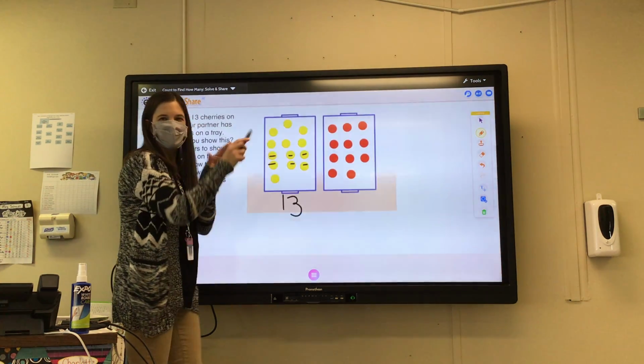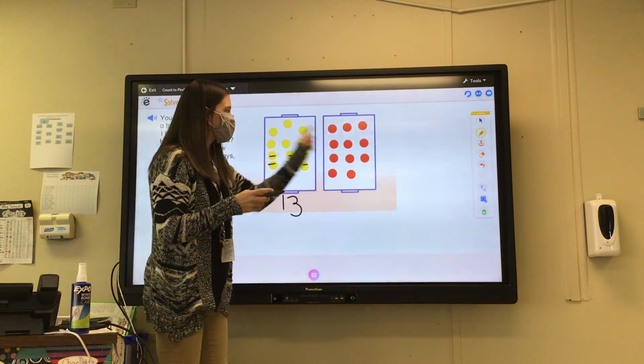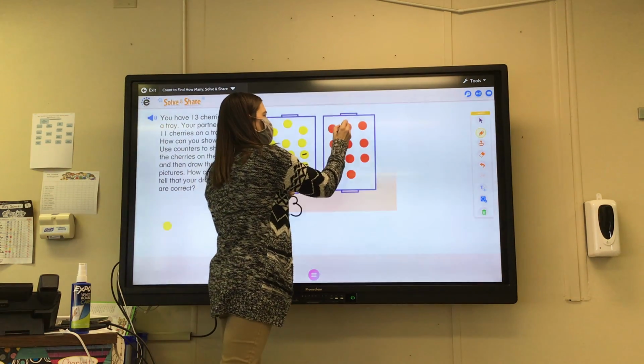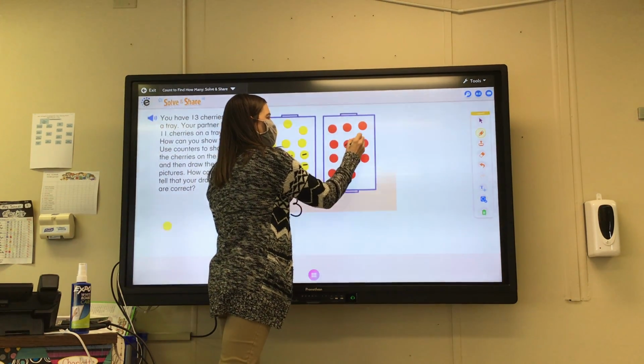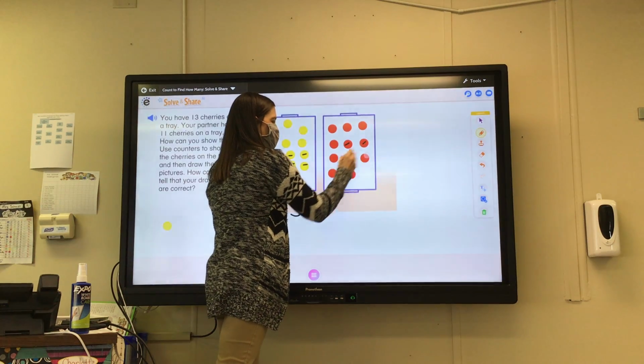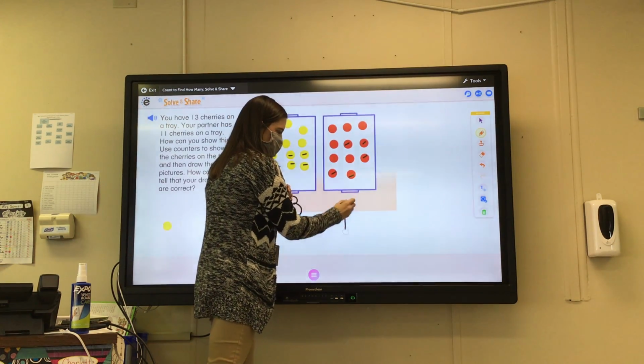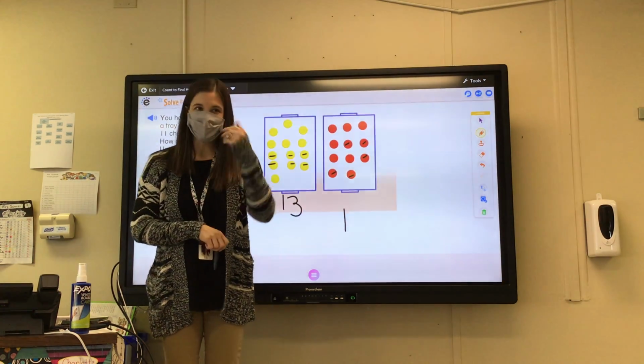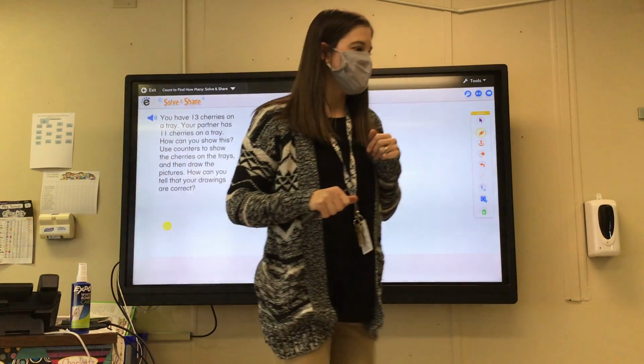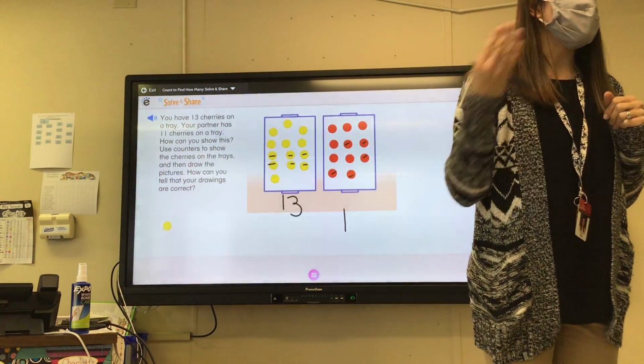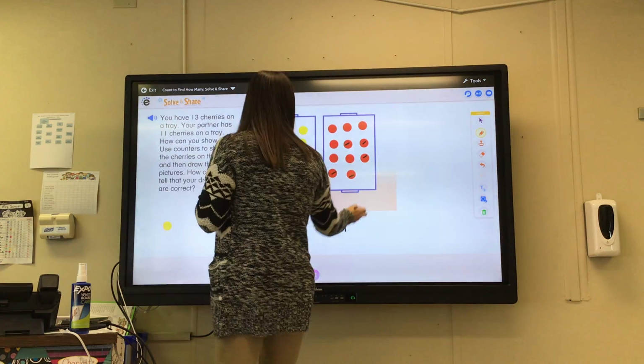Let's count the next tray, ready? 1, 2, 3, 4, 5, 6, 7, 8, 9, 10, 11. Did I draw 11? Yeah. Okay, so you can check yours. And once you check your trays, then you can turn to the next page.